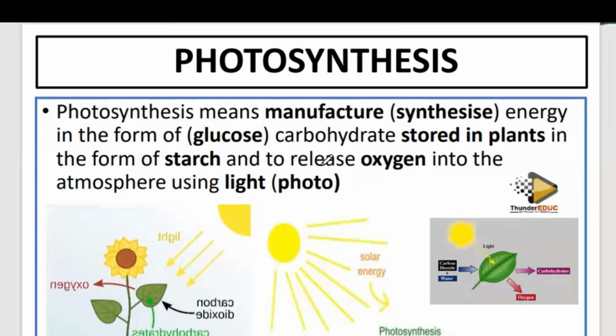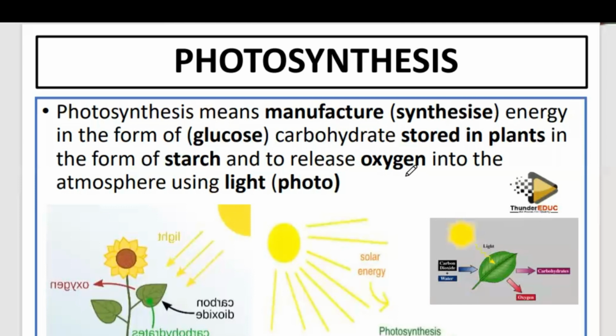So to release oxygen into the atmosphere using light. It does not stop there. It also produces oxygen, but oxygen comes as a byproduct to the atmosphere. So we benefit through photosynthesis in two ways. Number one, actually three ways.